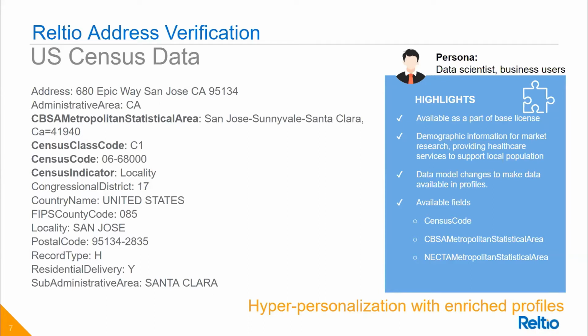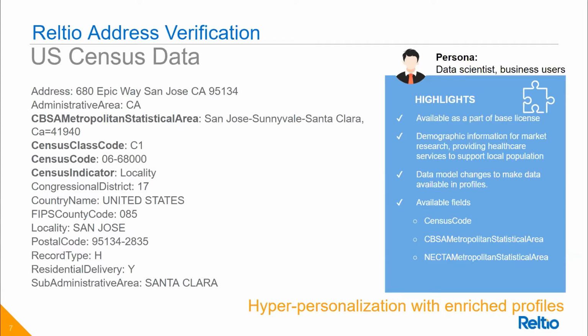And the good part is all this information will be available as a part of the base license package for both the CAS and the non-CAS configurations. And since this is US information, it will only be available in the US region. The one thing I want to note is that the new address fields, or the new output fields in the cleanser, will require us to change the data model to accommodate these new fields.